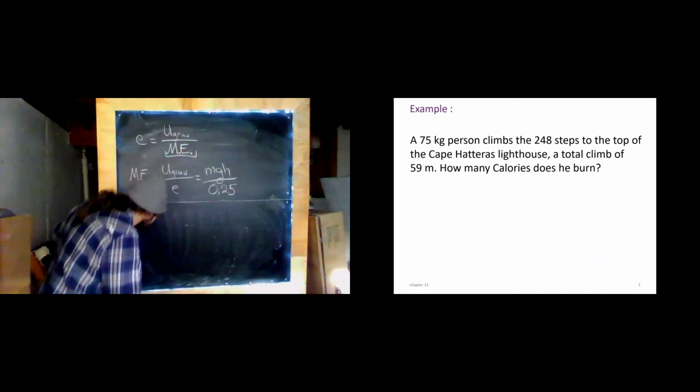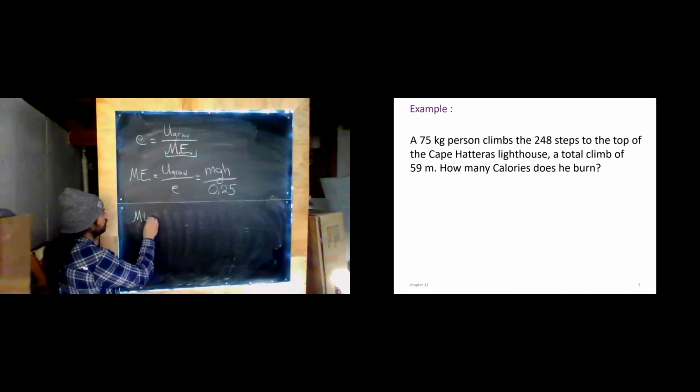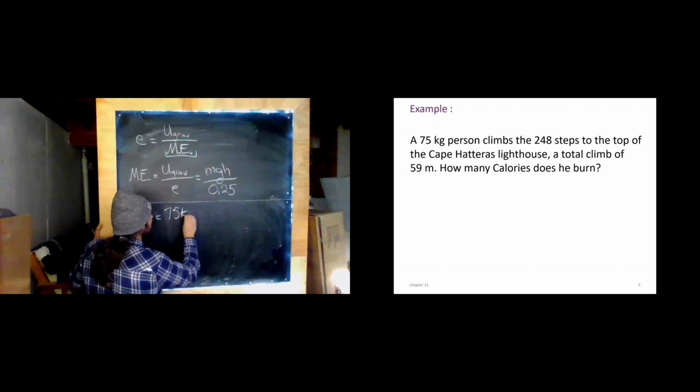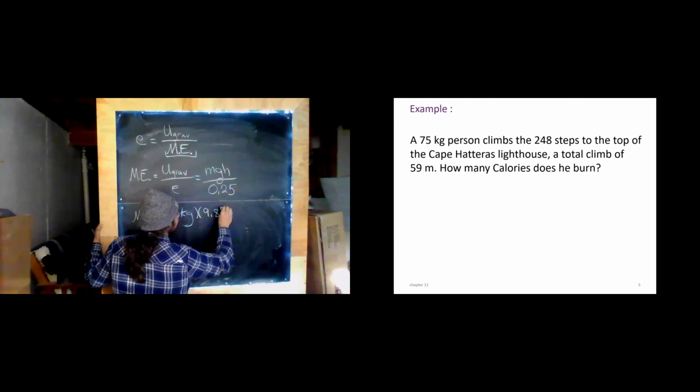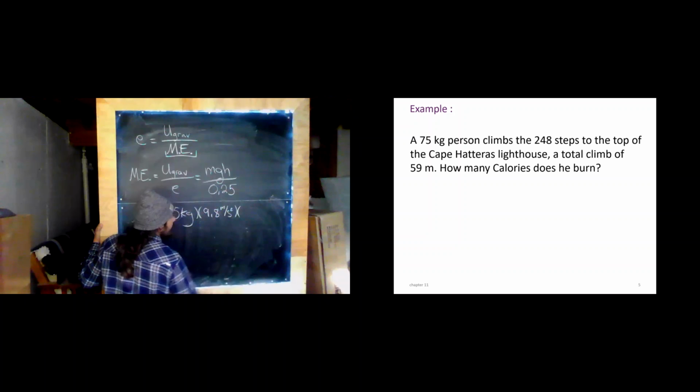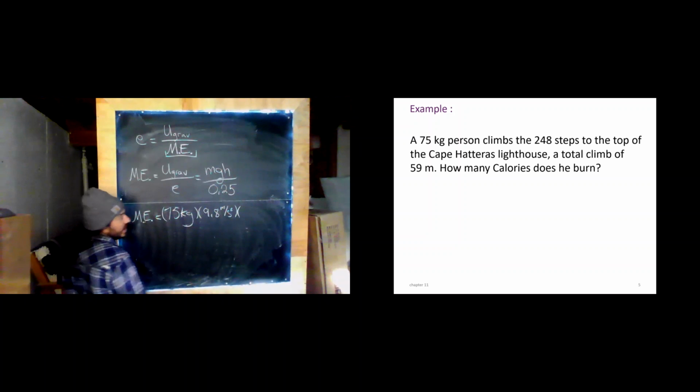And so now we can really just kind of plug in our numbers and then run our calculator. So mass is 75 kilograms, 9.8, and how high? 59 meters.